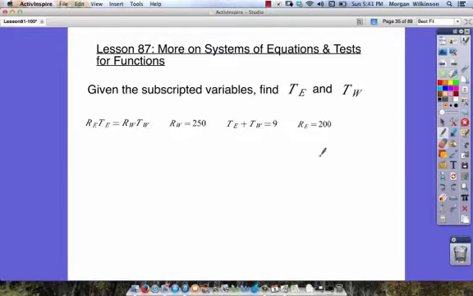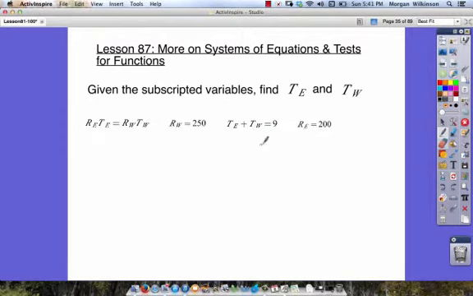Lesson number 87 is called More on Systems of Equations and Tests for Functions. We're going to start with systems of equations, and this problem says, given the subscripted variables, find T sub E and T sub W. So we're given these equations: R sub E times T sub E equals R sub W times T sub W, R sub W equals 250, T sub E plus T sub W equals 9, and R sub E equals 200.